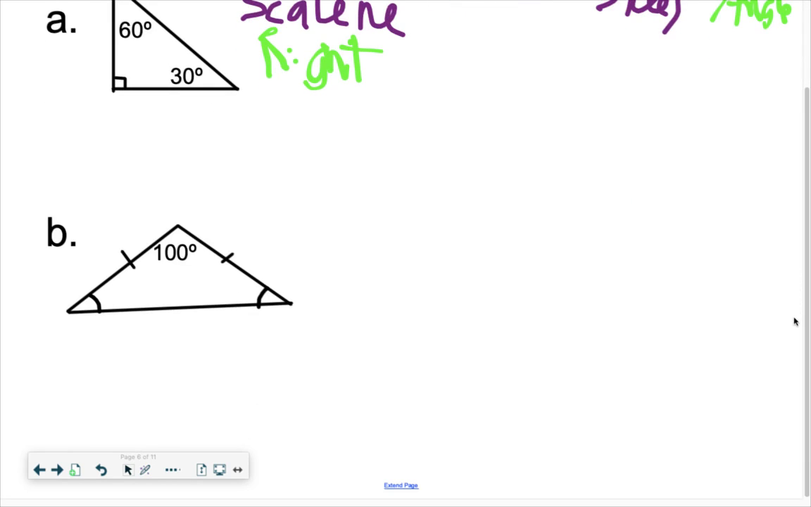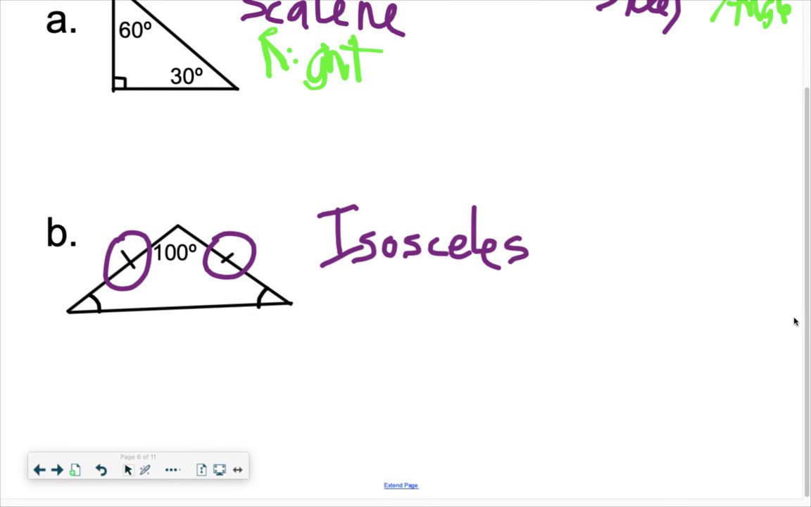Down on B, again, you can start with angles, you can start with sides, it does not matter. I started with sides on the first one, so I'll do the same thing. Notice here, I see two little dash marks. That means two sides are the same. So I need to get that word isosceles. Two S's, two E's, and a bonus S at the end because it's got two sides the same.